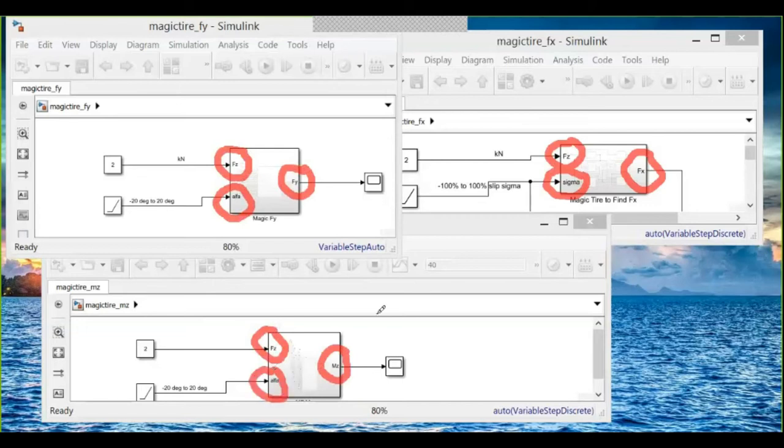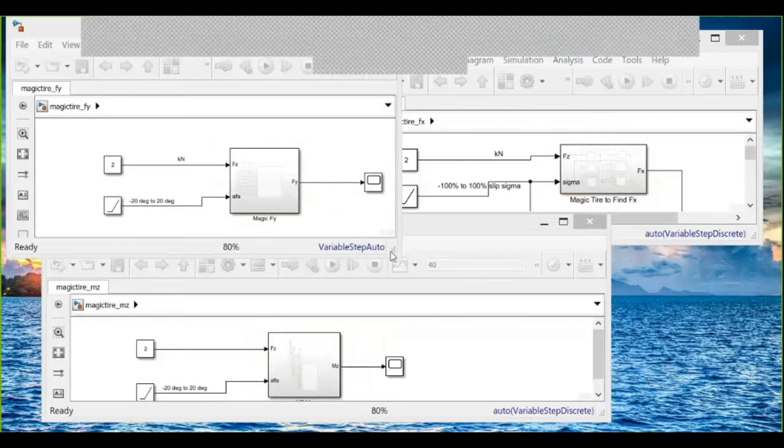So there are different inputs. For alpha you need alpha from negative 20 to 20 degrees, from the book, to find Mz and also Fy. To find Fx you need sigma, the longitudinal slip, with a value from negative 100 to 100%. Last week we did the different forces.